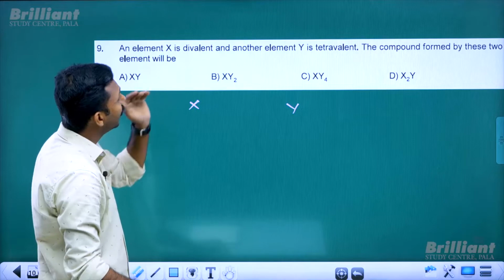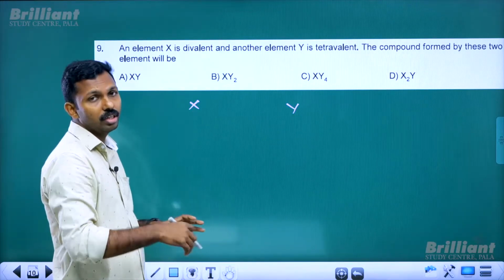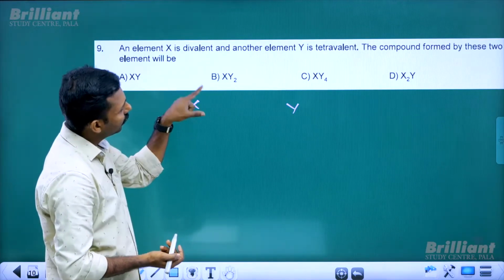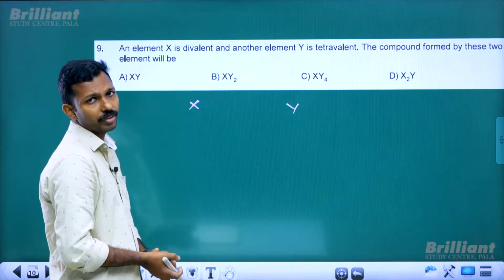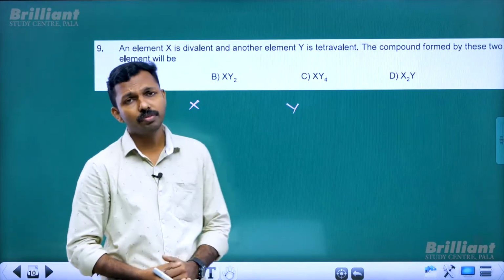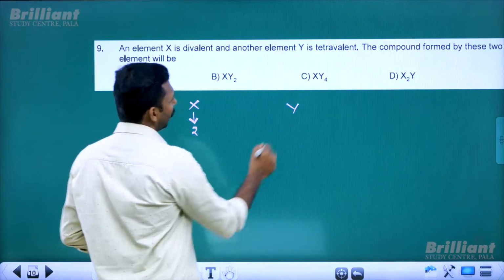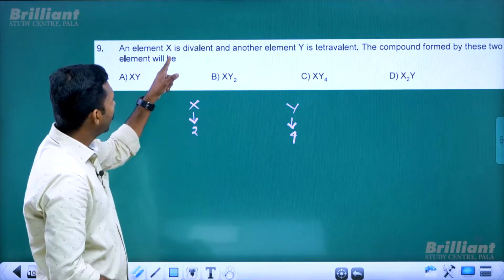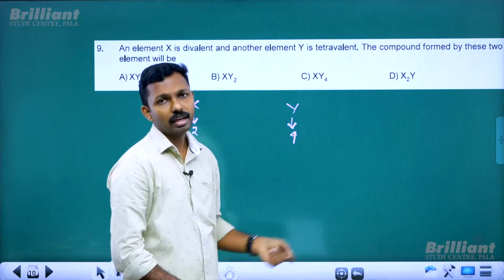An element X is divalent. That means this element is able to deal with or react using 2 electrons. Okay, divalent, and another element is tetravalent. That means that element is dealing with 4 electrons, right? So divalent and tetravalent means the valencies of these 2 elements are given. The valency of X is 2 and the valency of Y is 4. That is what divalent and tetravalent mean.